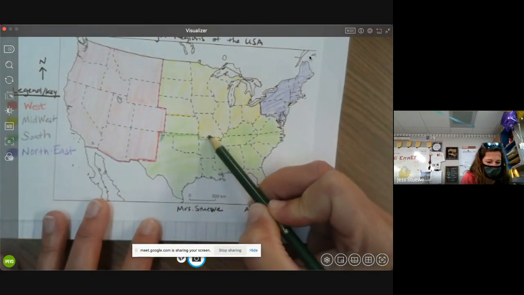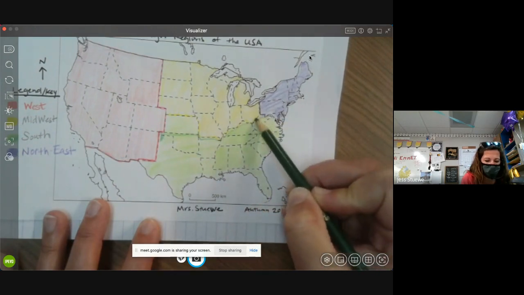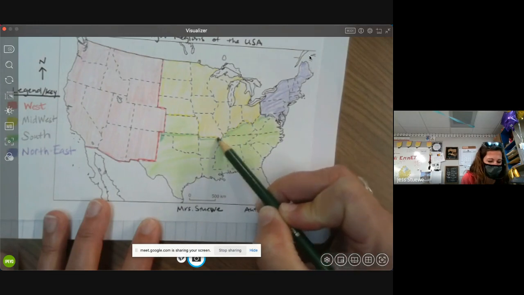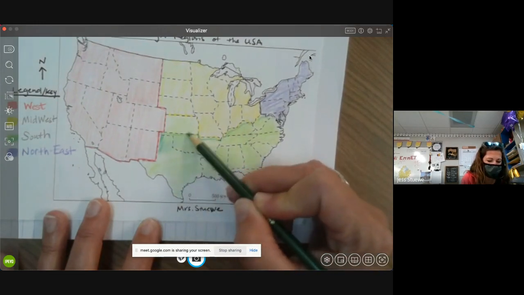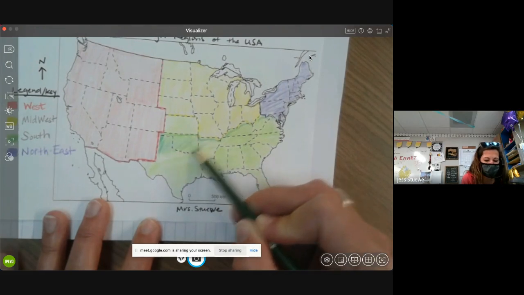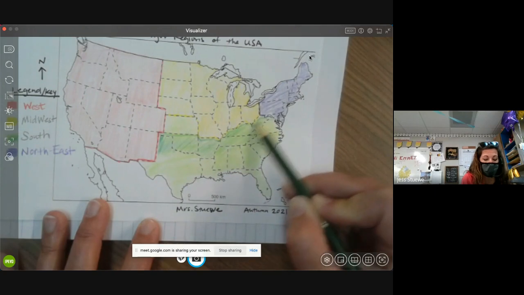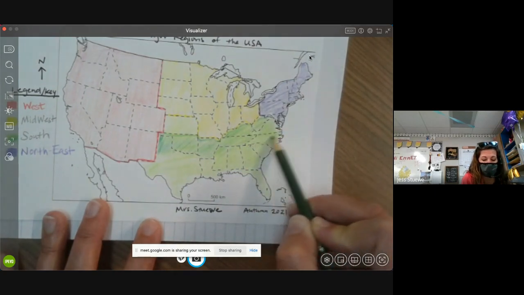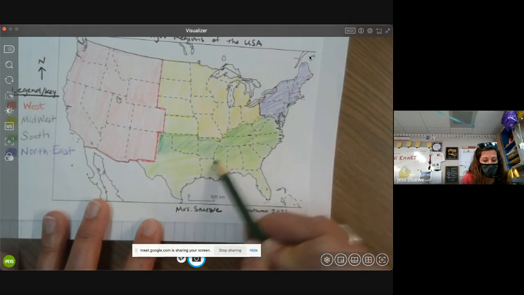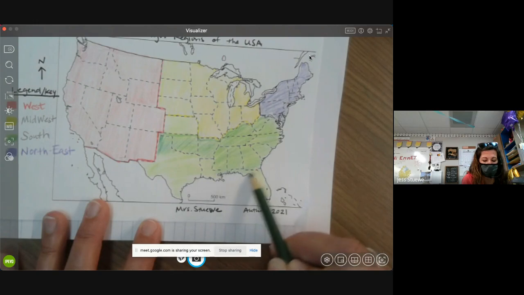All right. Now, I will also say that this map is just one variation of regions. There are many different ways to split up the United States into regions. We are splitting up the states into regions because we will be talking about a time long, long, long ago, before all of these state boundaries existed. And we're going to be talking about early tribes of people who lived in the United States before there were states.